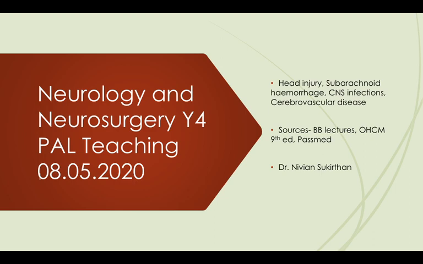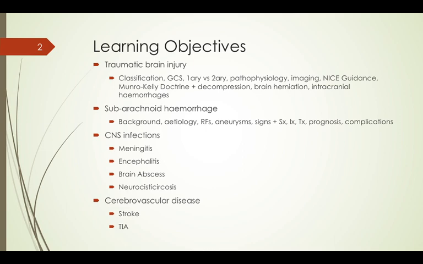So today I'm going to be going through topics under the Brain and Behaviour module of Year 4, specifically things to do with neuro as well as neurosurgery. The things I'll be covering in today's presentation include head injury, subarachnoid hemorrhages, central nervous system infections, as well as cerebrovascular disease, namely strokes and TIAs. The sources I've used for this presentation include the Central Teaching Lectures, the Oxford Handbook of Clinical Medicine, as well as PassMed. And here are the learning objectives, basically what I've gone through.